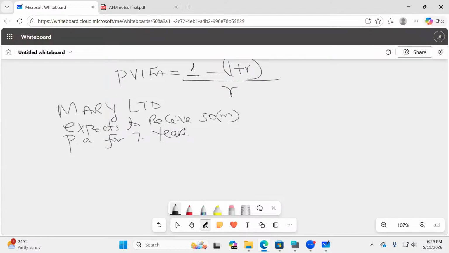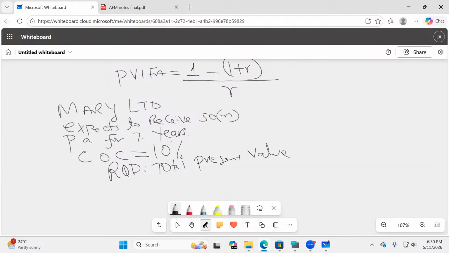Now, ladies and gentlemen, we are given the cost of capital as 10%. We are required to simply get the total present value. So we have a company, Mary Limited. It has been able to do some business. It will be getting 50 million at the end of each year. It's a normal cash flow: 50 million per annum, so year 1 50, year 2 50, year 3 50. I can see uniformity. I can see an annuity. And she's going to receive these for a cool 7 years.